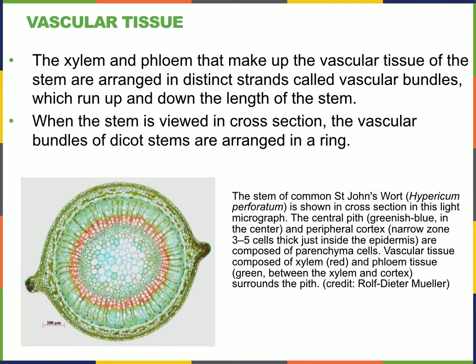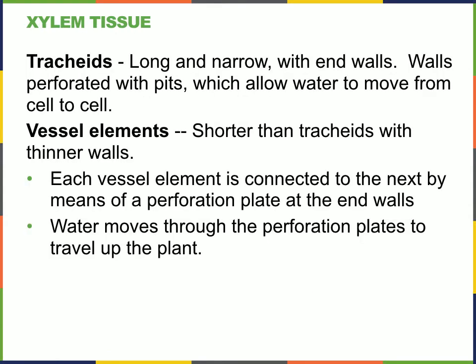These are the vascular tissues that are arranged in discrete vascular bundles. In dicots, the vascular bundles are arranged in rings. And here the xylem is the red portion, and the phloem tissue is green. Okay, and it's between the xylem and the cortex, the outer part. Okay, xylem tissue itself is tubes called tracheids that are connected end to end. These allow more water to move, and then vessel elements. And so you have a plate there that separates them, and water can move up these systems by cohesion.